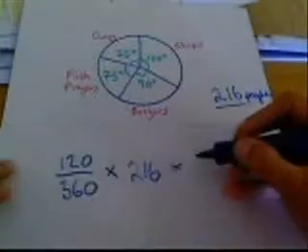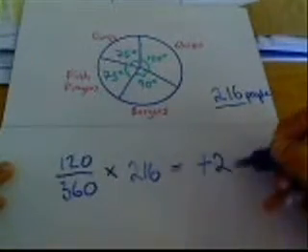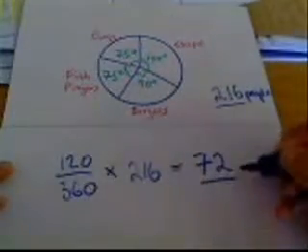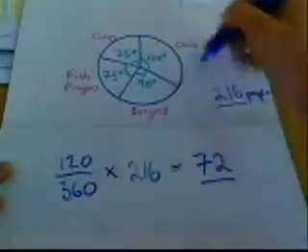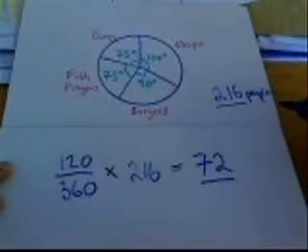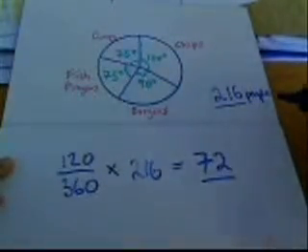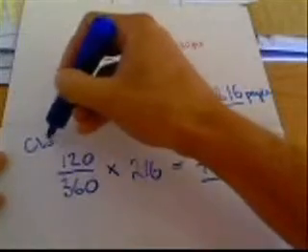equals, and that equals 72. So that 72 represents the number of people in this pie chart that like chips as their favourite food. So let me just write up there, chips.